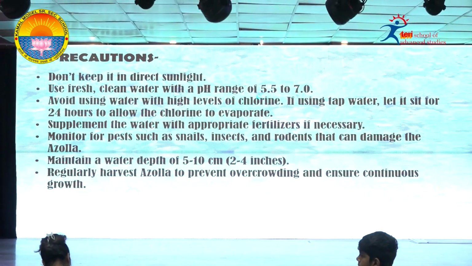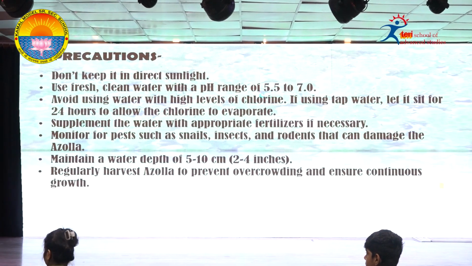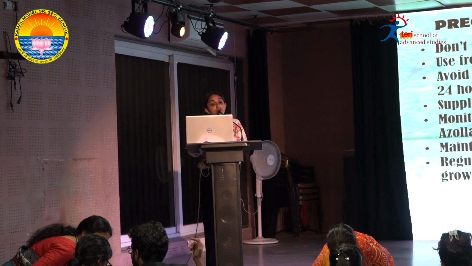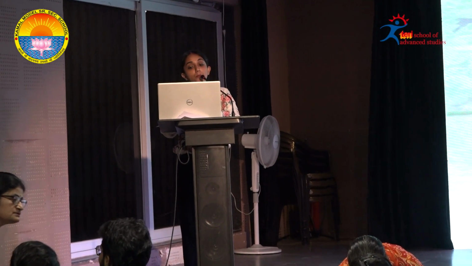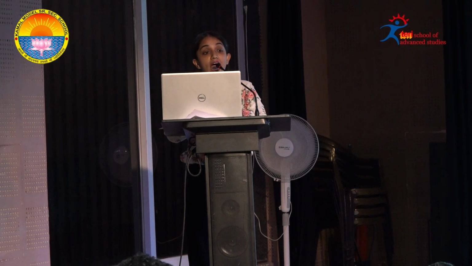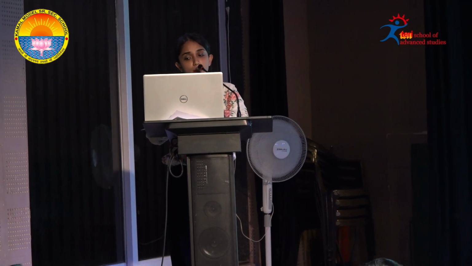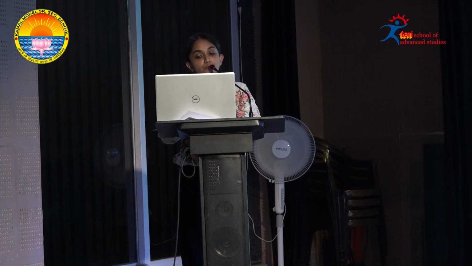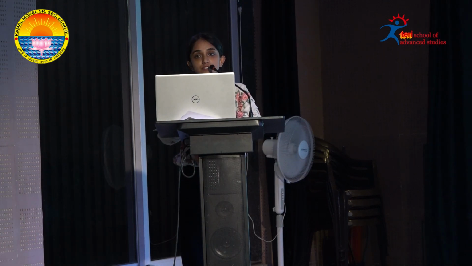Don't keep it in direct sunlight, because keeping AZOLLA in direct sunlight will cause the formation of algae, and we do not need that. Use fresh, clean water with a pH of 5.5 to 7, and avoid using water with high levels of chlorine. If using tap water, let it sit for 24 hours to allow the chlorine to evaporate. Supplement the water with appropriate fertilizers if necessary, and these fertilizers are not chemical fertilizers. These are a few of the fertilizers which we naturally make for the AZOLLA if necessary.